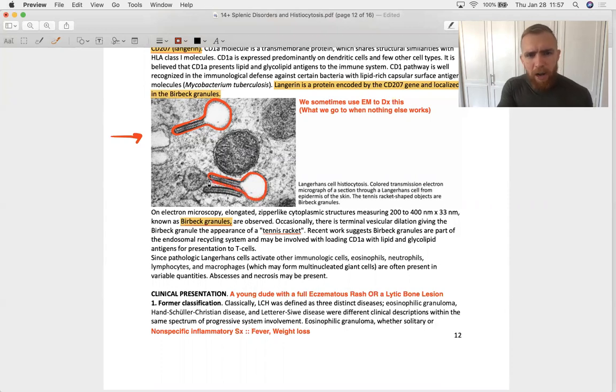Understand that electron microscopy is kind of the diagnostic tool that we go to when nothing else really works. We've done every other workup in the book and we still have no clue what specifically this patient has. So we're like, screw it. Get out the electron microscope, okay? So it's a rare disease. That's why we use electron microscopy on it, and that's why it works, because there is a characteristic finding.